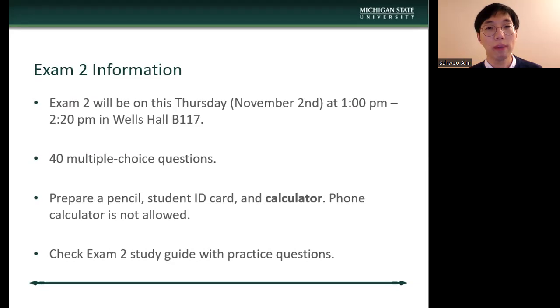So there are 40 multiple choice questions, and students will prepare a pencil, student ID, and a calculator. On the exam, phone calculator is not allowed. So please prepare the calculator. And also you can check the exam 2 study guide with some practice questions on D2L.